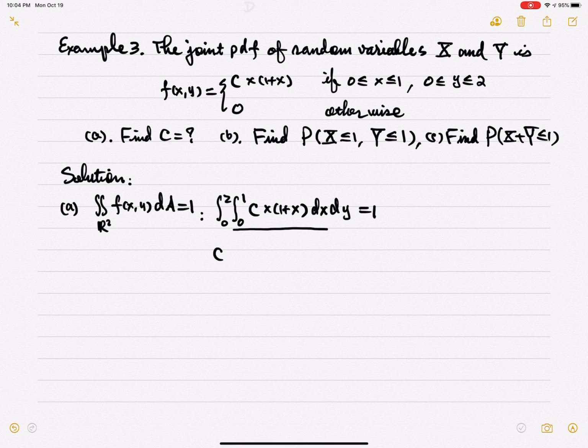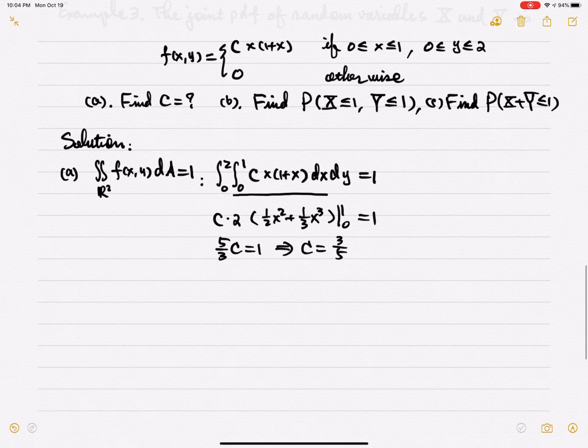You have the integral from 0 to 2 of dy, which is 2, and then the antiderivative of x plus x squared, which is half x squared plus 1/3 x to the third, and then plug in 1, 0. So this is equal to 1. Now, 1/2 plus 1/3 is 5/6. So that means you're going to have 5/3 C equal to 1, which means C equals 3/5. Okay, so that's the C value.